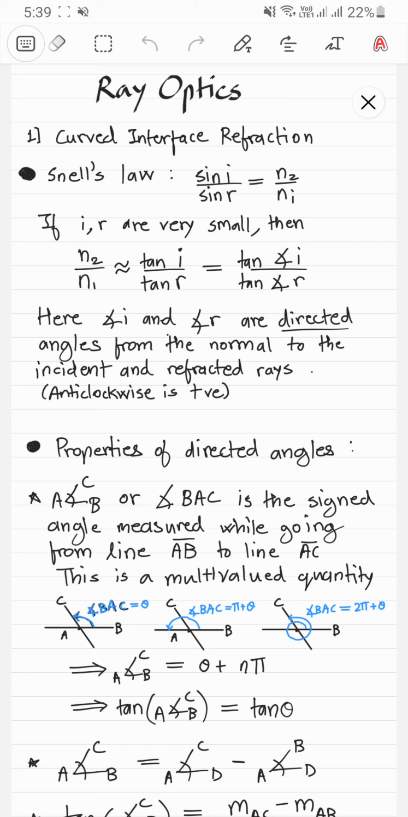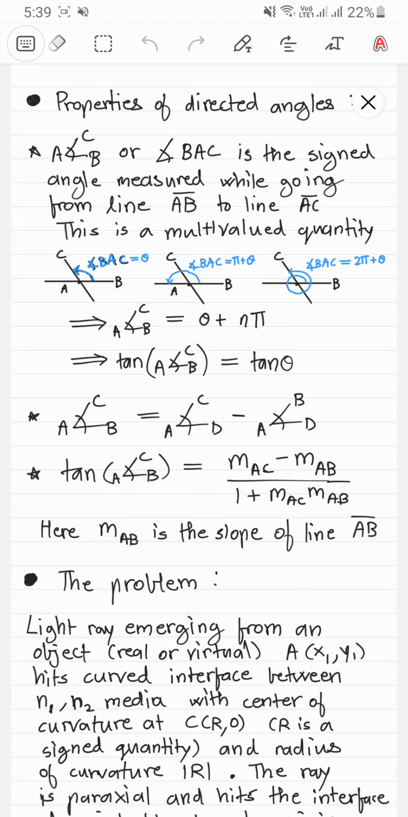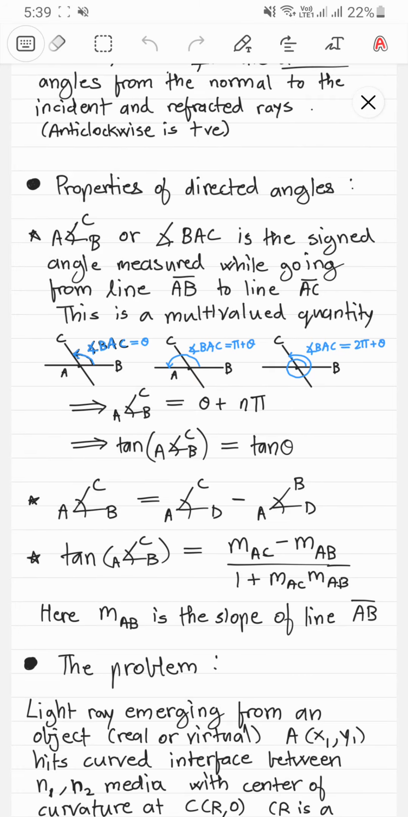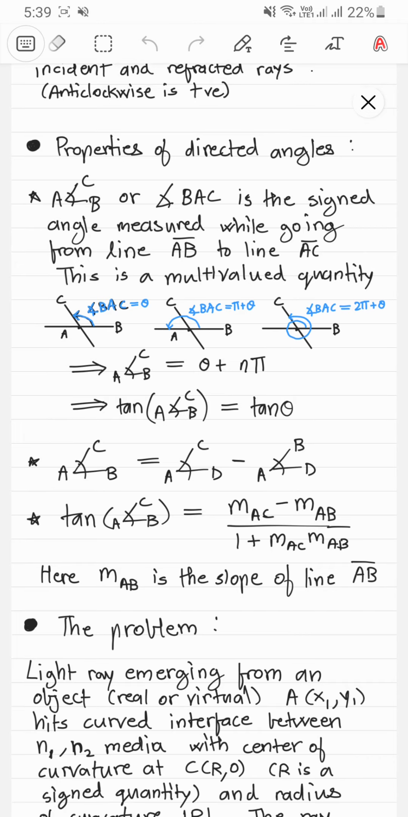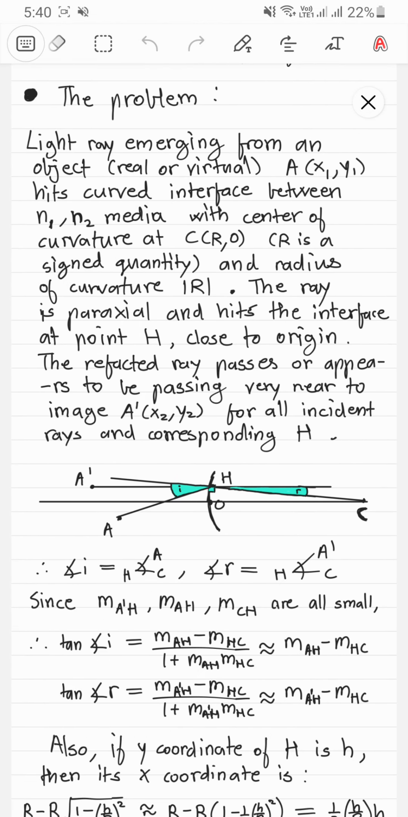So we start at Snell's law, then use this approximation of tan i upon tan r equal to the refractive index, and then I convert that to the more algebraic form, right? Because we will have to use coordinate geometry. I'm going to use directed angles just like the last time. This time I have written down the properties of directed angles, and then I state the problem. So it's the same thing as the previous time.